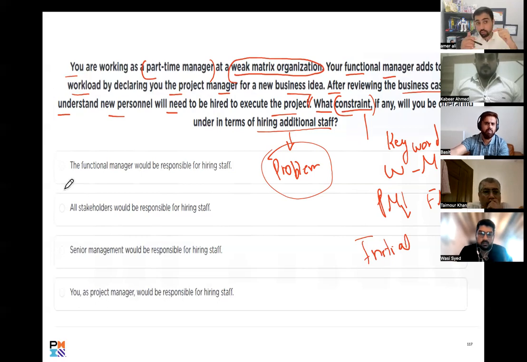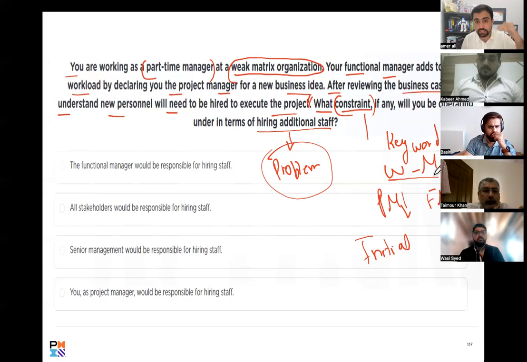So now I'm going to use the elimination technique. I'll go to option A: the functional manager will be responsible for hiring staff. Yes, that can be the answer. Why? You must have justification. Because functional manager is responsible in weak matrix. I'm not going to select the answer yet. I'm going to mark it and review the remaining options.